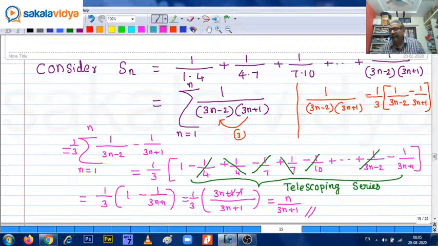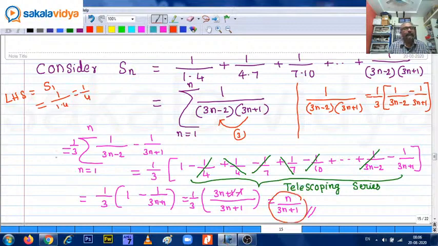For example, the answer will be n by 3n plus 1. You can verify like this. Take the left hand side. Find S1. S1 means 1 by 1 into 4, 1 by 4. Among the options this will be there. RHS also, S1 means 1 upon 3 plus 1, 1 upon 4. Yes, this will be the right option.